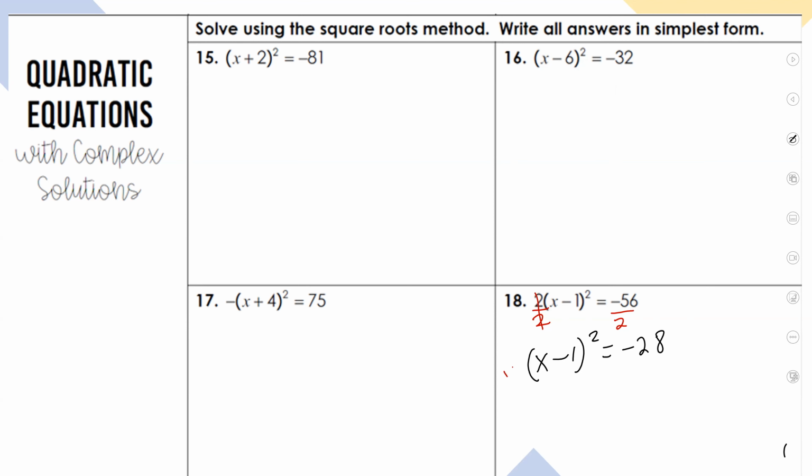Now we're going to do the square root of both sides. I can take the square root of this side and the square root of this side. The square root cancels out with the squared. So I am left with x minus 1 equals the square root of negative 28. Now, guys, something that we have to remember from the last lesson, the square root of negative 1 equals i. So we're going to rewrite this square root.